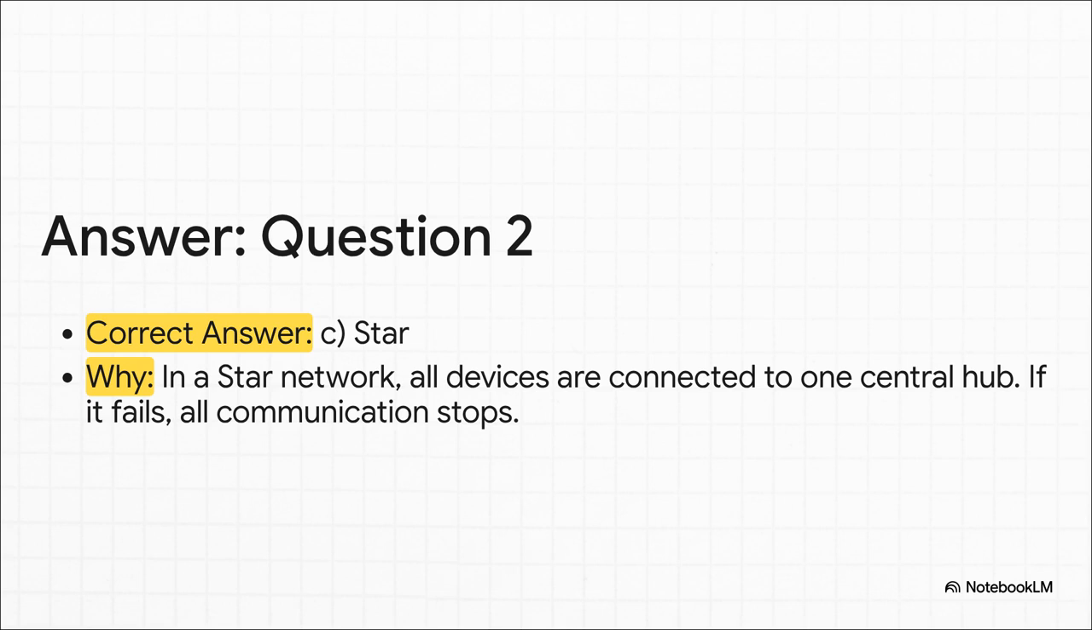Now, why are the others wrong? A bus network fails if the main cable breaks, not because of a hub. Mesh is designed to be tough. It has lots of connections, so a single failure isn't a disaster. And peer-to-peer isn't really a physical layout in the same way, and by definition, it doesn't have a central point.